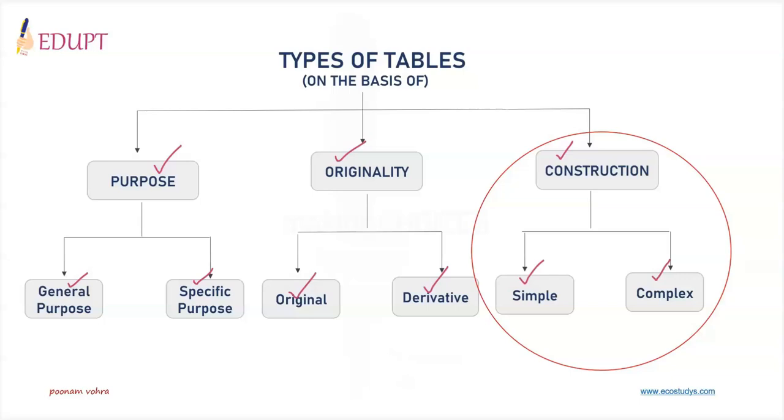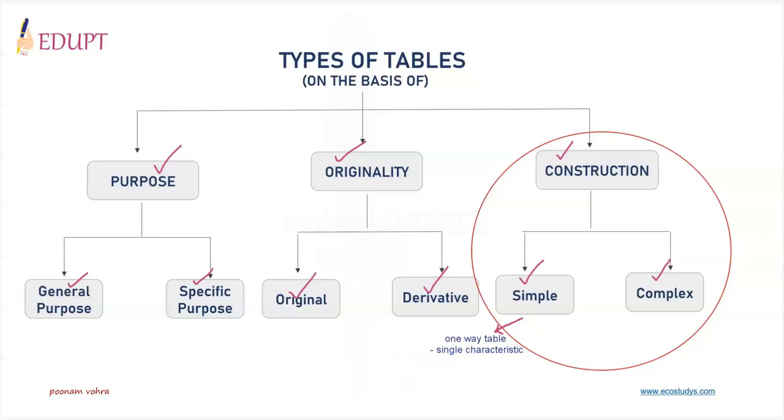Simple tables are the simplest form of table which possess one single characteristic. These are in the form of a frequency table. Simple tables are also known as one-way table and exhibit a single characteristic. For example, income in thousands and number of persons.